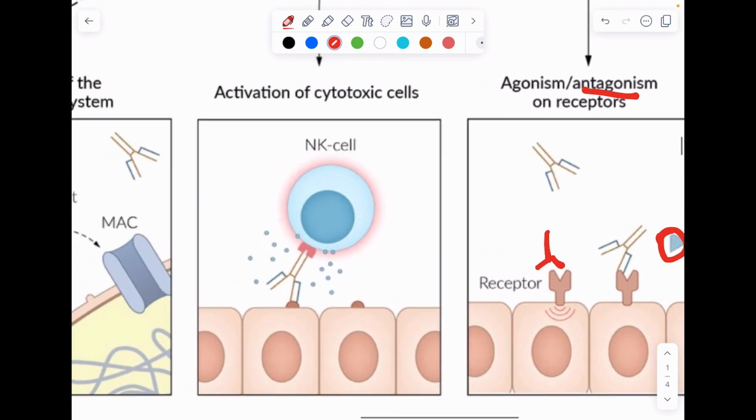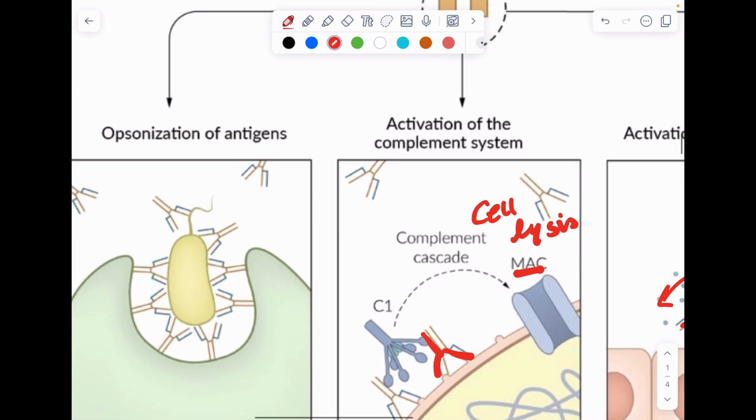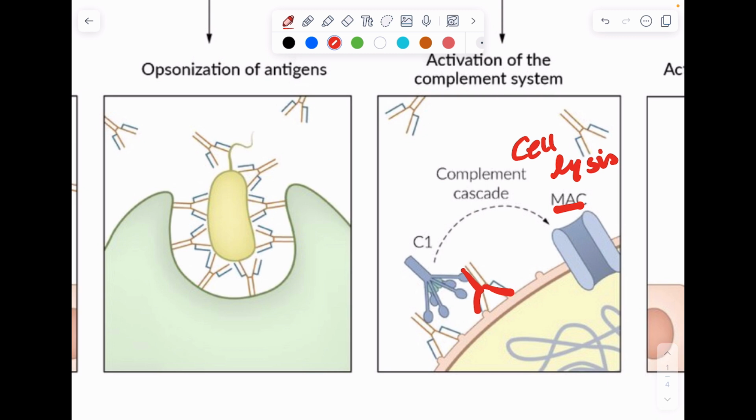Another thing antibodies can do is activation of NK cells. Once the antibody is here, NK cells come and attach to the Fc receptor and start releasing substances that kill the muscle cell. That's another possible way. What else is that when antibodies are bound to an antigen, they activate the classical complement pathway, leading to a membrane attack complex that causes cell lysis. This is another way.